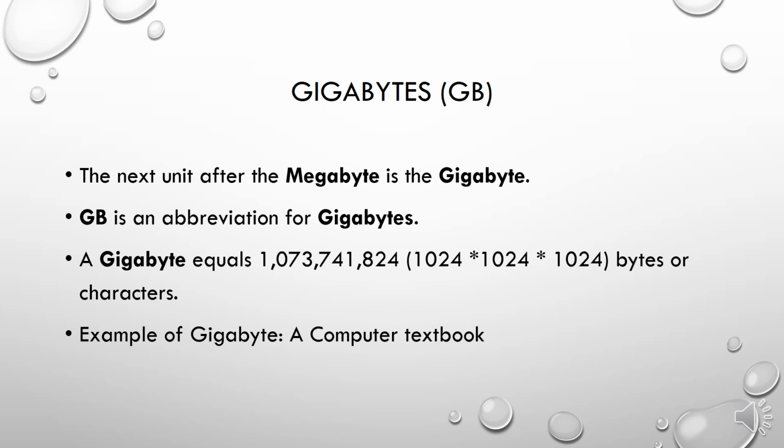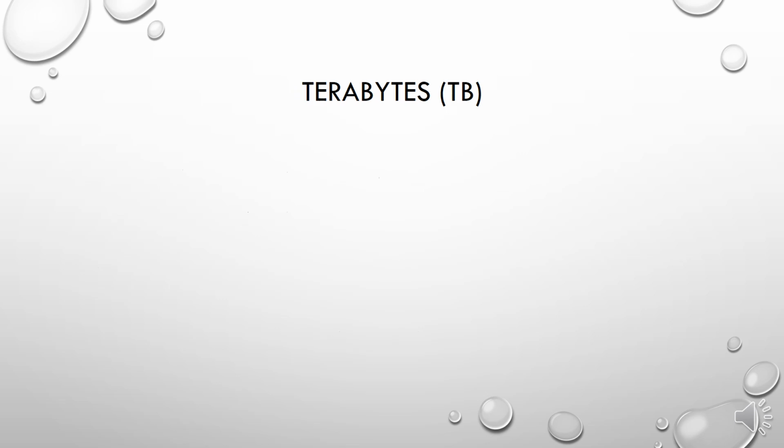Example of a gigabyte is a computer textbook. If you have a very big textbook that can contain up to 1 billion characters or 1 billion bytes, you now have 1 gigabyte. That means 1 billion characters.